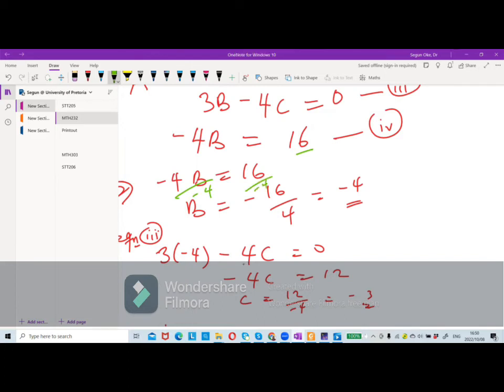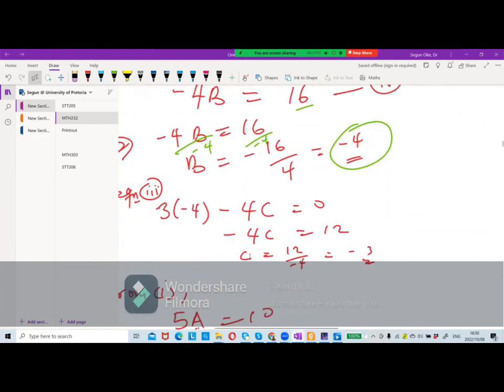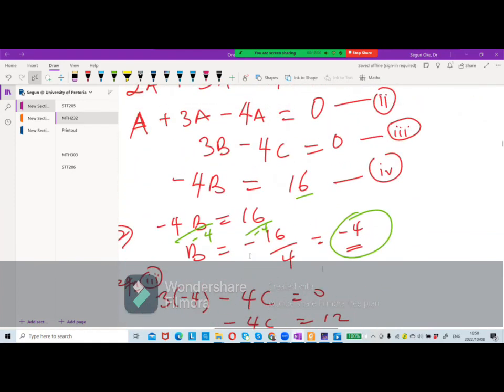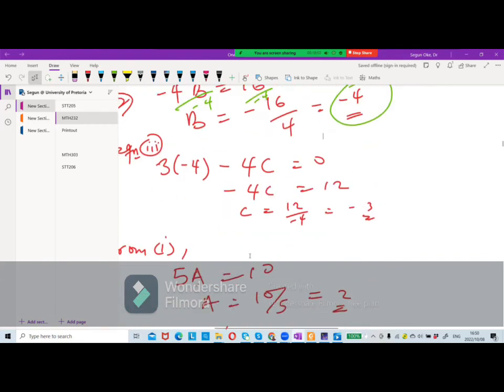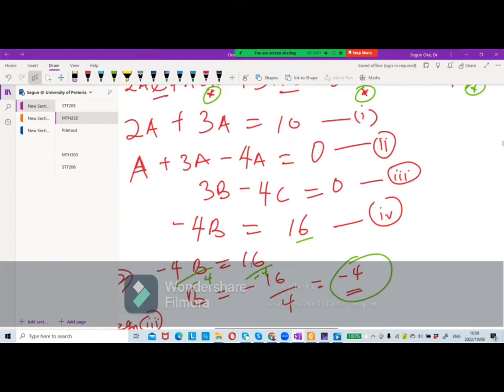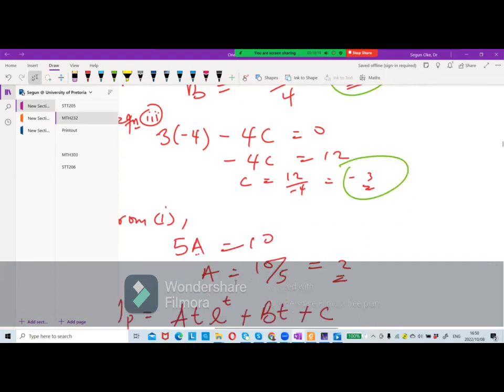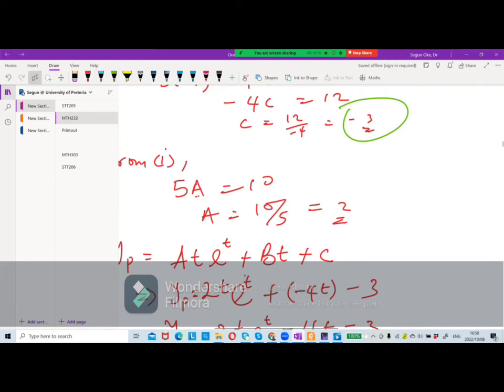So when you divide both sides by negative 4, you have negative 4. So at the end of the day, I can also solve from equation 1. 3a plus 2a will give us 5a. Then here we can get our b from equation 3, our c from equation 3. Substitute -4 there, you have -3. Then from equation 1 also, we can get our a: 5a equals 10, and a equals 2.